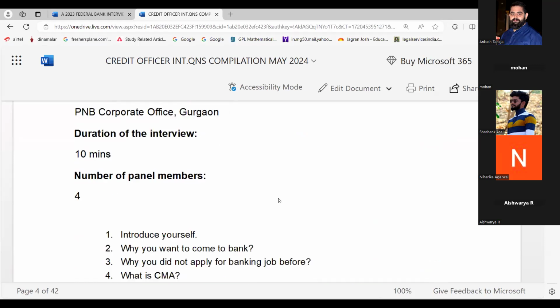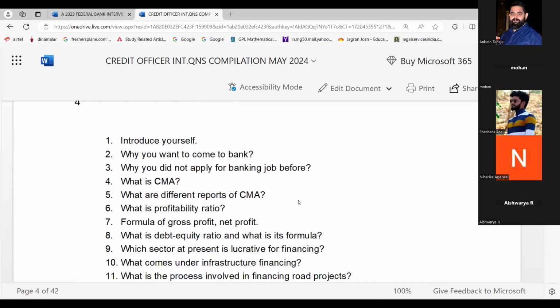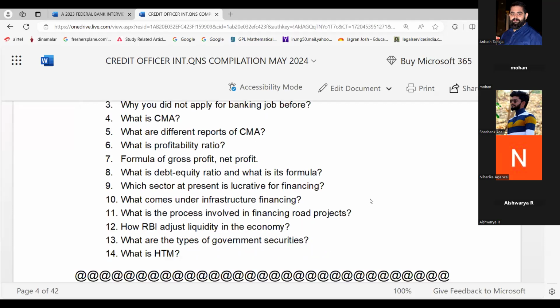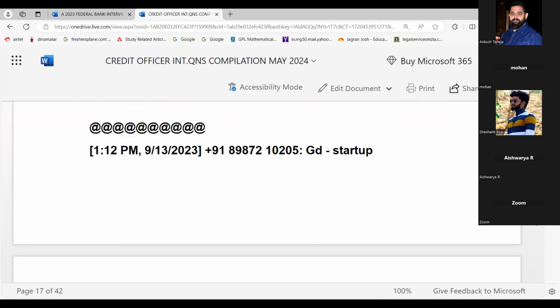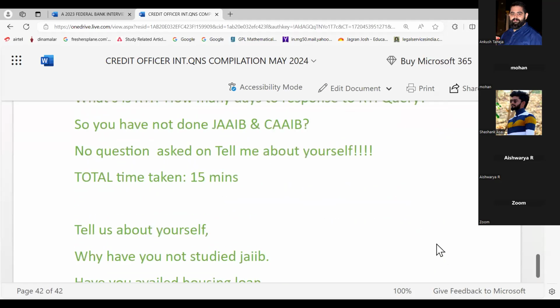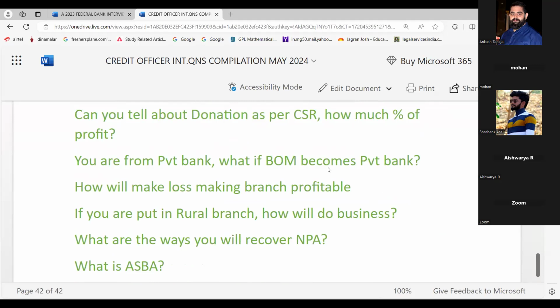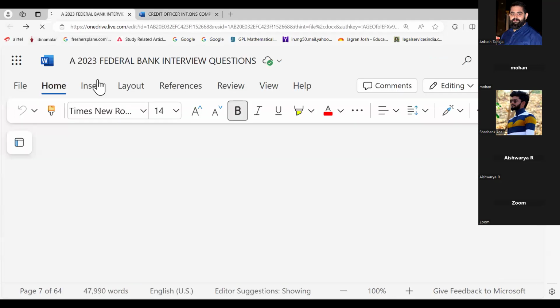This is actually a Punjab National Bank question itself, where we have already seen about credit monitoring arrangement, profitability ratio, formula of gross profit, net profit. Like that, these things will go on. Likewise, so many questions are given here. Please prepare yourself for these questions. So that's what I wanted to tell you.